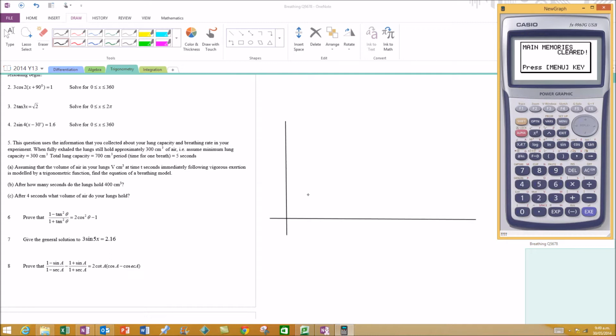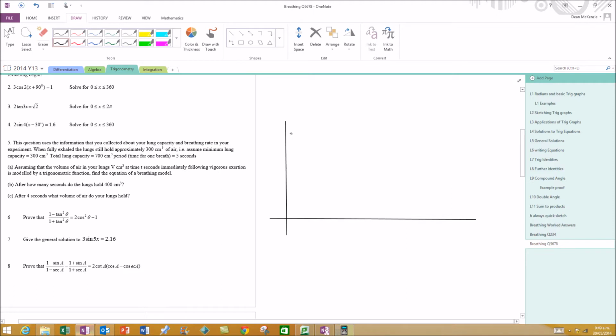The way you approach all of these problems is you must draw a sketch. That is the fastest and easiest way, and it is also the minimum expected working that you'll have to show. So in this one, I'm going to put a maximum at 700, and a minimum at say 300.